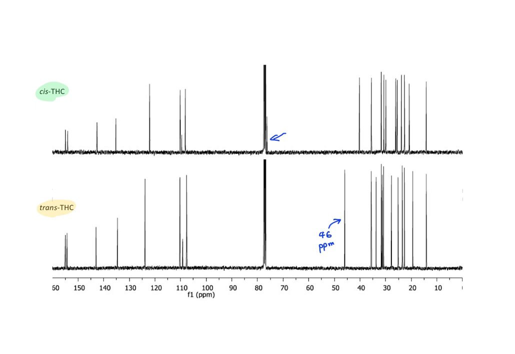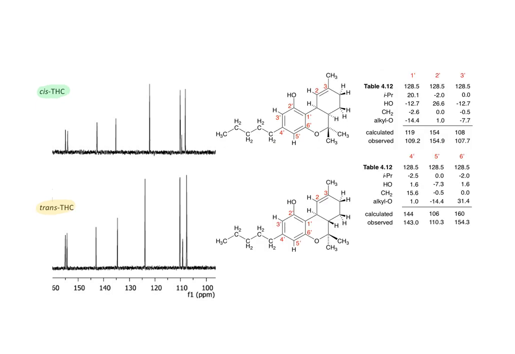Let's look at the spectrum in portions. All of the carbons to the left of 100 parts per million are sp2 hybridized, and thus are quite substantially deshielded. Based on the structures of cis and trans THC, there are 6 aromatic carbons and 2 alkene carbons.